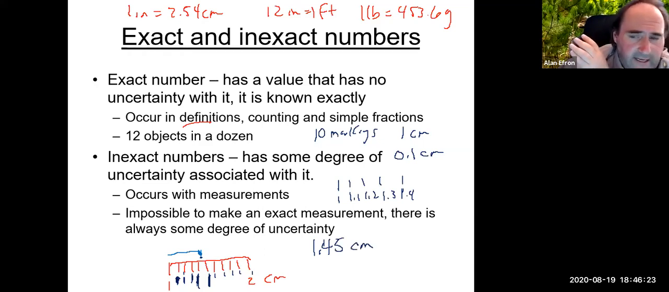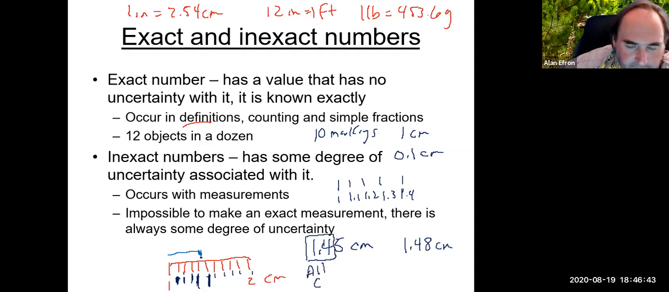Somebody else may look at it and go, I think you're crazy. I think it's definitely way closer to the 1.5, and I would record 1.48 centimeters, for example. And when we make this recording, we want to record all the certain numbers, which would be the 1.4, and our first uncertain number.